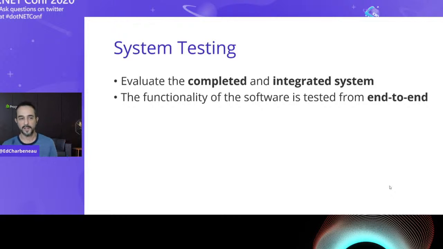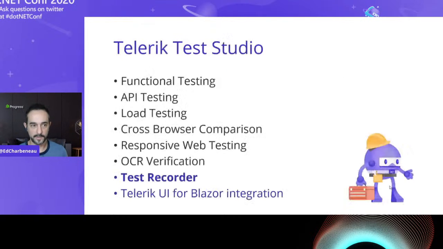So we're going to evaluate a complete integrated system here. So we're talking about automated functional testing for the end-to-end system. And I'm going to use Telerik Test Studio for this. It's got some really advanced features that are going to cut down the time for developers to create these tests. And there's also tooling that's bundled with it that allows your QA team to create tests as well, and they don't even need Visual Studio to do that.